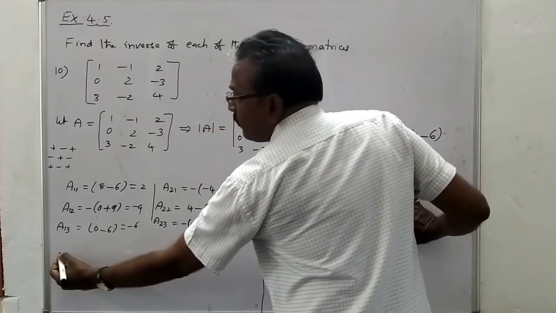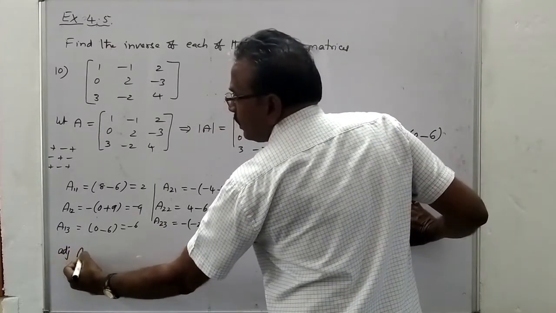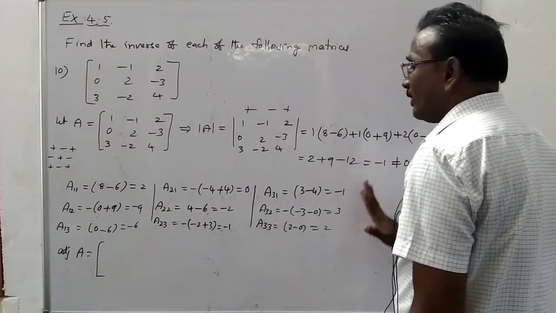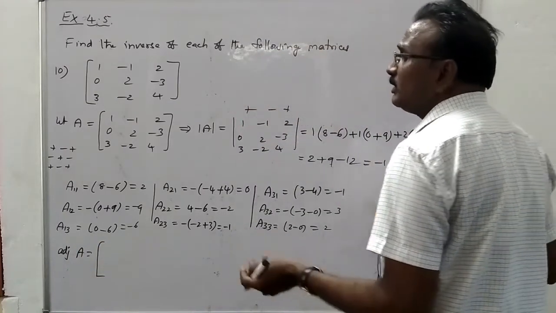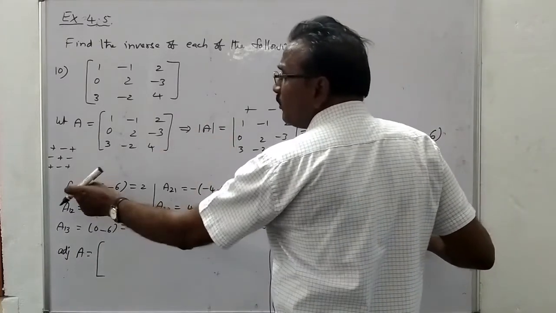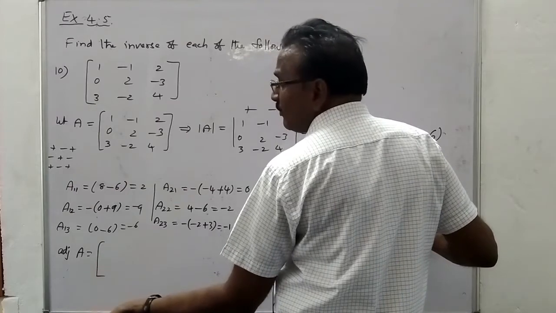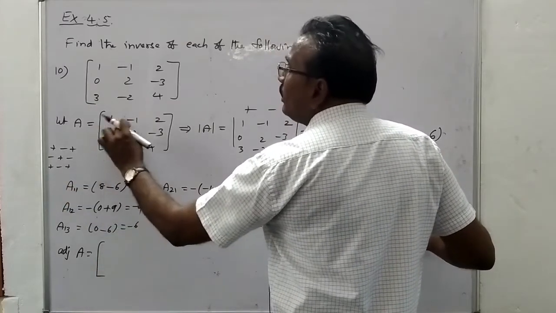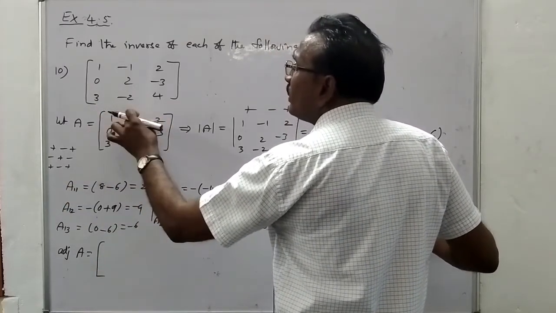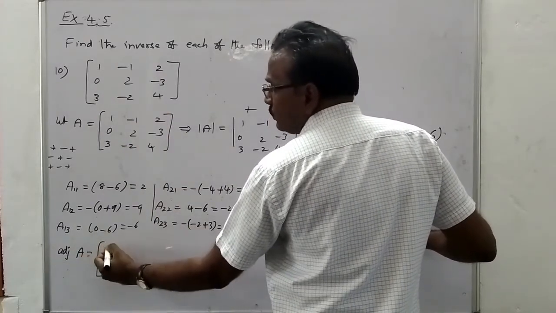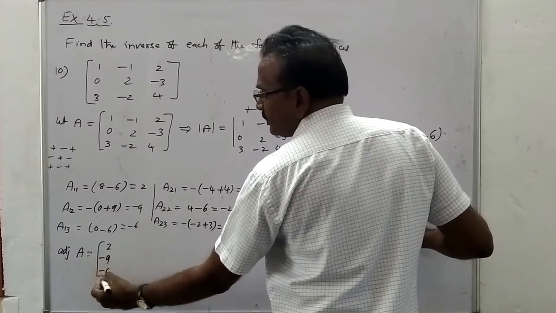Therefore adjoint of A is the transpose of the cofactor matrix. What are the first row cofactors? a11, a12, a13. So write them in the first column, no need to transpose after that. The first row cofactors written in the first column directly give us the adjoint of A. So that is 2, minus 9, minus 6.